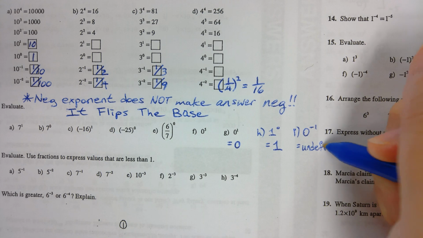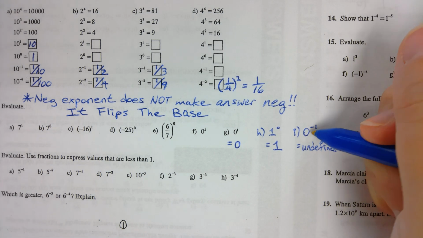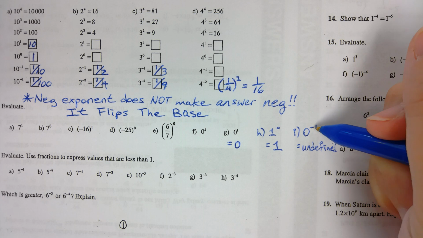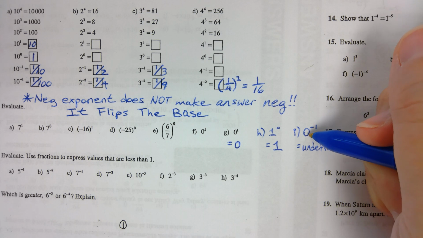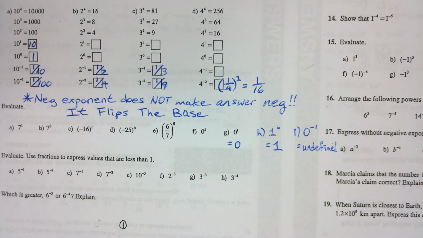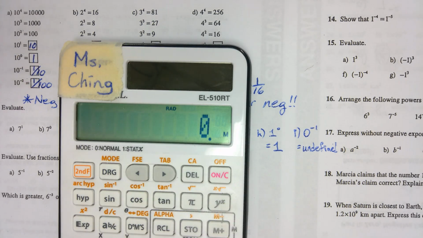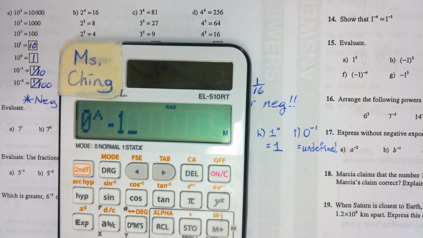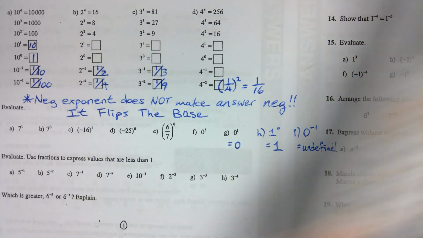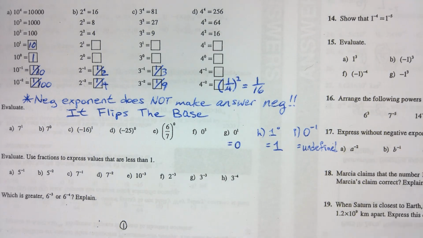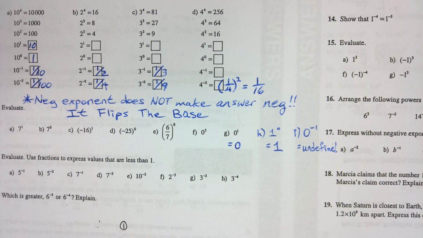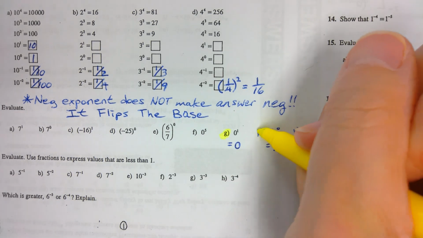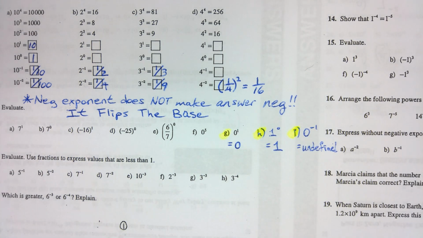It's undefined. Why is it undefined? Because if I flip the base, since it's a negative exponent, it's 1 over 0 to the exponent 1. And can you divide 1 by 0? No. So it's undefined. And the calculator will not lie to you either. If you try to do 0 to the exponent negative 1 on your calculator, it will give you an error. So again, these three are ones that you should keep note of.